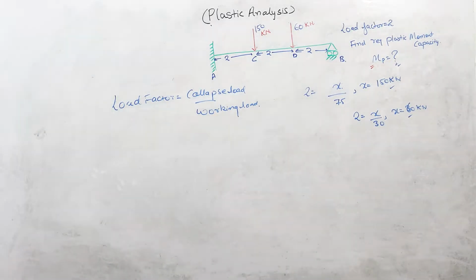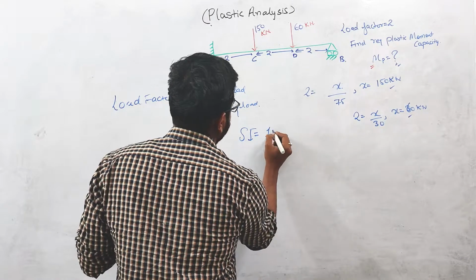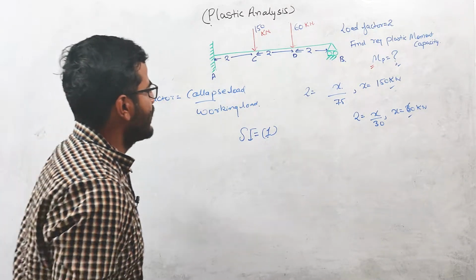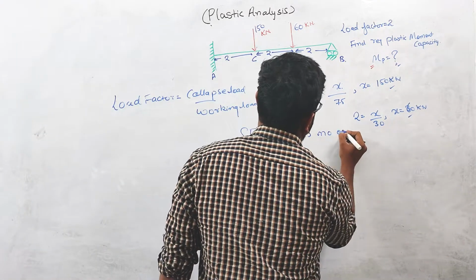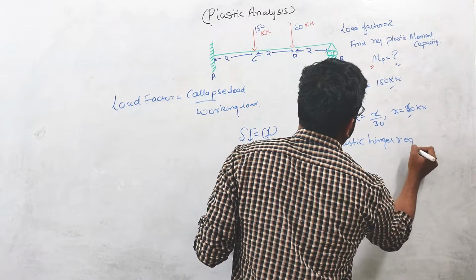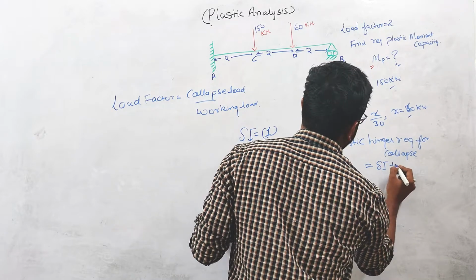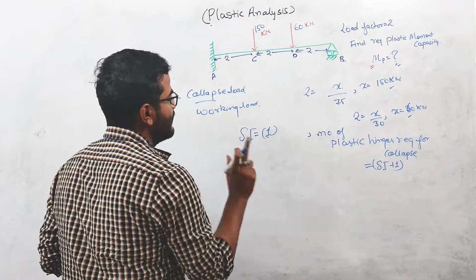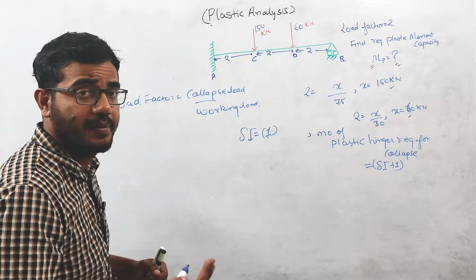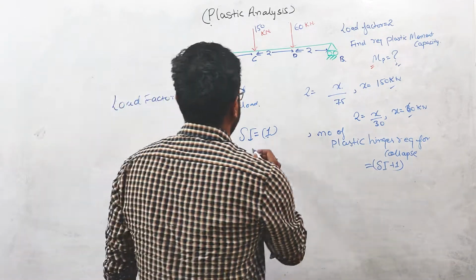Now, the second thing: the static indeterminacy of this prop cantilever beam is basically 1, and the number of plastic hinges required for collapse will be equal to the static indeterminacy plus 1. So two plastic hinges are required to make this structure collapse. One plastic hinge will make the structure determinate, and the other plastic hinge will make the structure unstable. So this thing is clear, right?